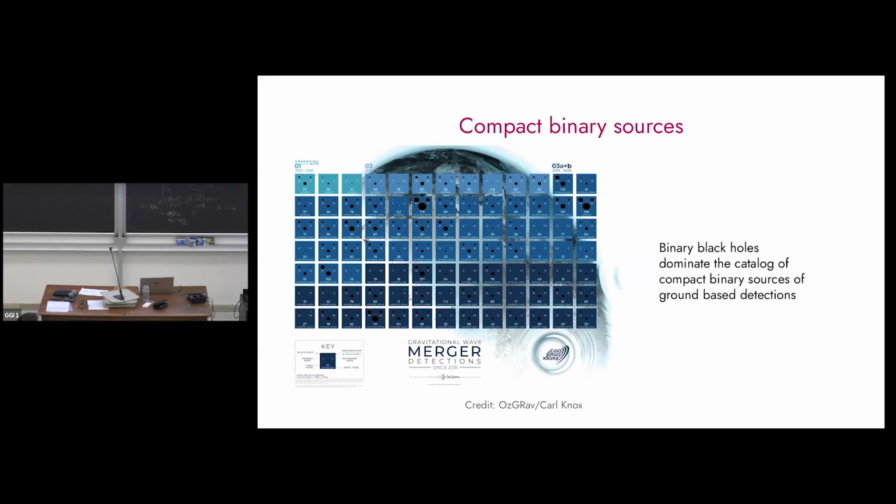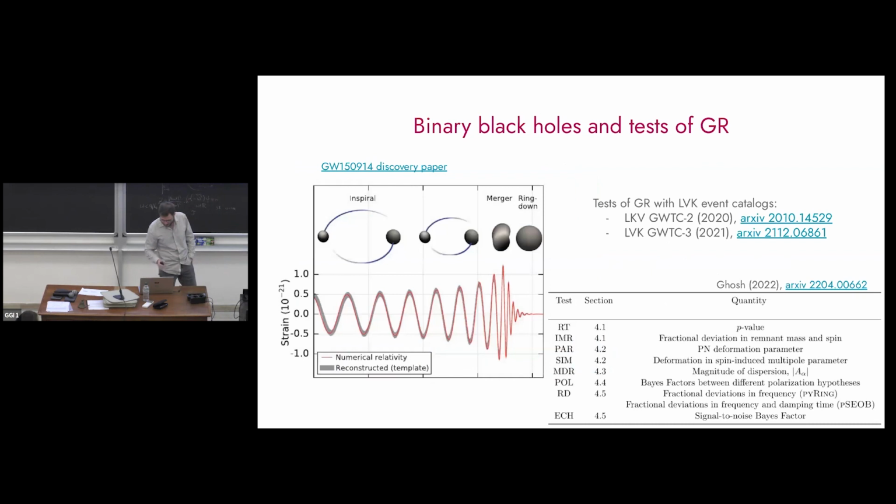From this, we can do population inference, and we can deduce that binary black holes will be the primary candidate of ground-based gravitational wave detectors, present ones and future ones. And binary black holes will be the systems that I will focus on. Quickly, this is the anatomy of a binary black hole. You have the inspiral, the merger, and the ringdown, and you can use each of these phases to test gravity in a plethora of ways that have been explored by the LIGO-Virgo collaboration so far.